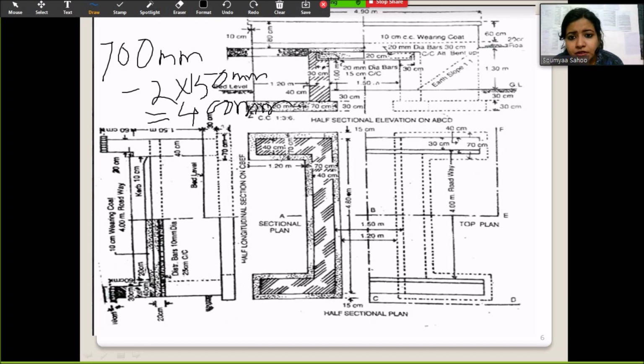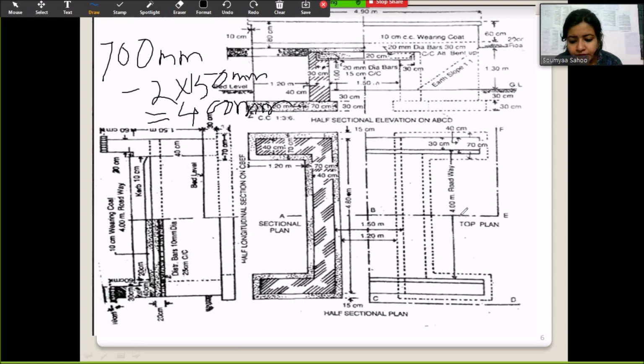And from the plan, it is clear that the 1.2 meter is the length of the wing wall, or 1200 mm is the length of the wing wall. Okay, and the dashed line here you can see the dashed line. These are the plan of wing wall and abutment and the cement concrete bed. Here 4 meter roadway is shown with arrows. This is the distance between the curves.